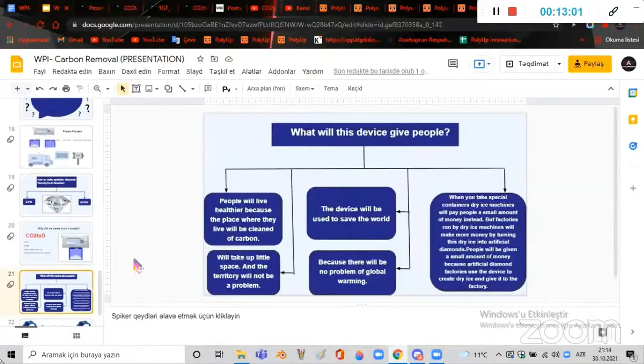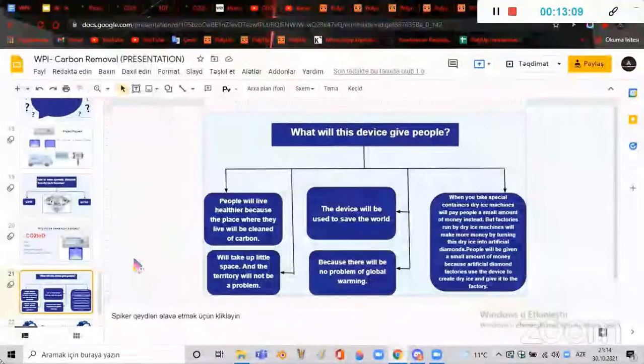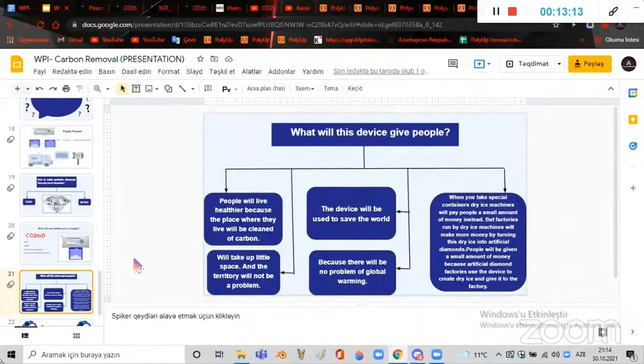What will this device give people? People will live healthier because the place where they live will be cleaned of carbon. It will take up little space and the territory will not be a problem. The device will be used to save the world because there will be no problem of global warming.